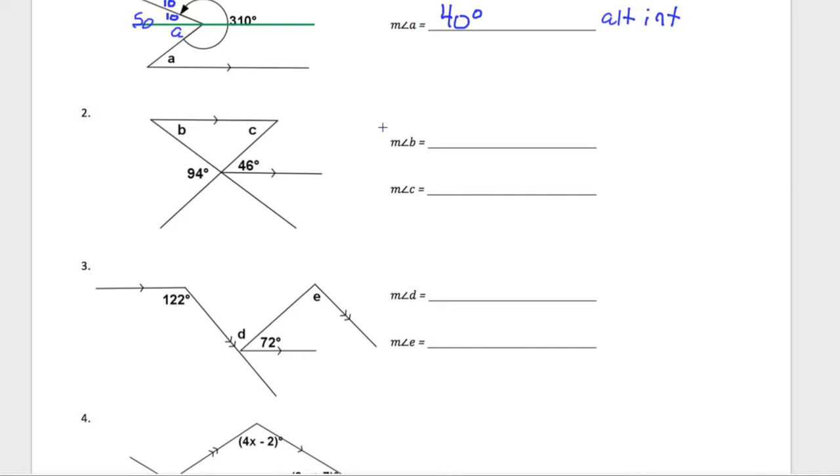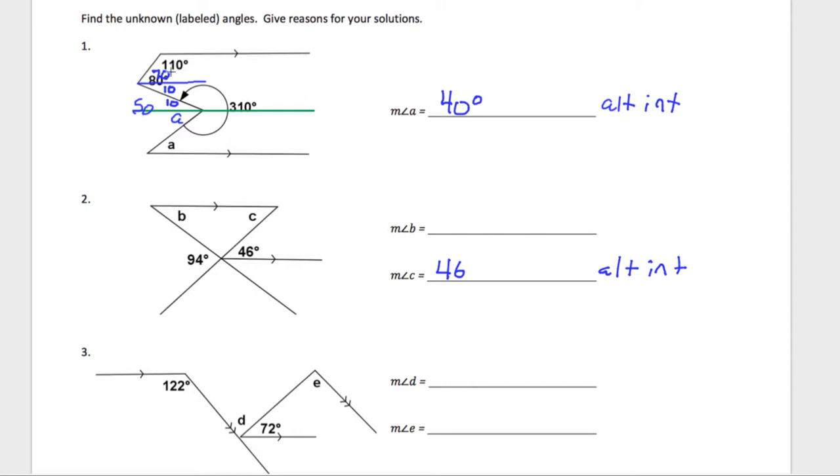For number 2, I know that I have a Z here. Whenever I have a Z, the insides of the Z are the same, which means C is equal to 46 degrees by alternate interior angles. Oh, and I forgot that one of the reasons that we knew that this one was the same was because of same side interior, SSI. Same side interior was how to get from 110 to 70.